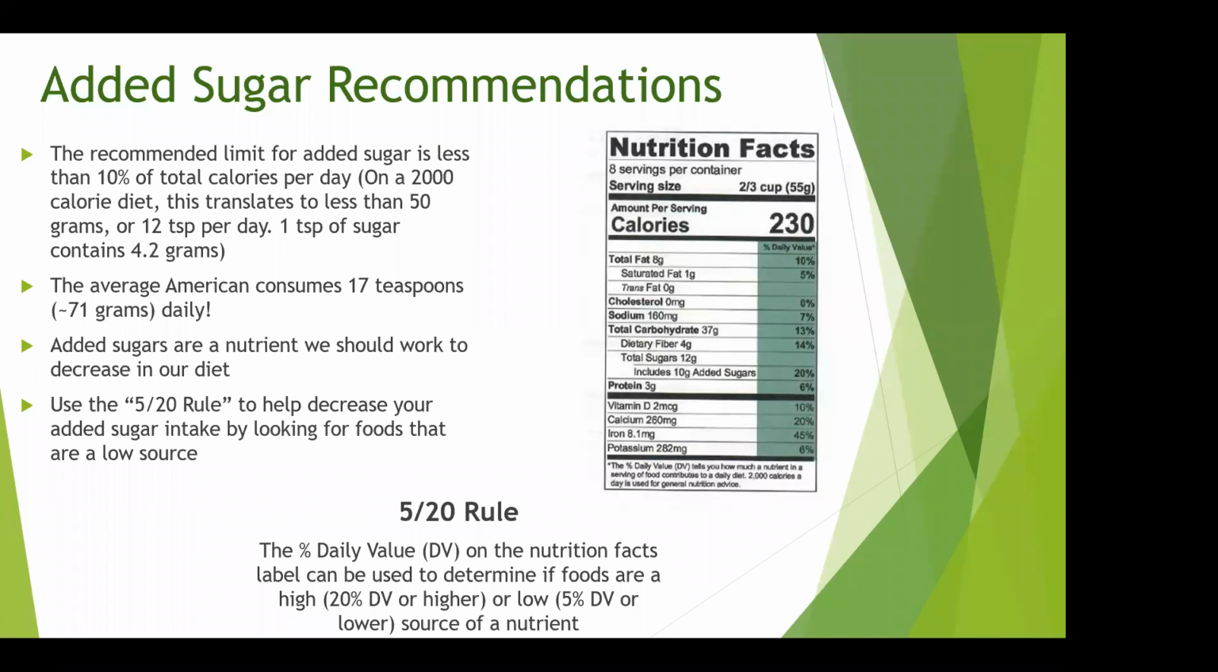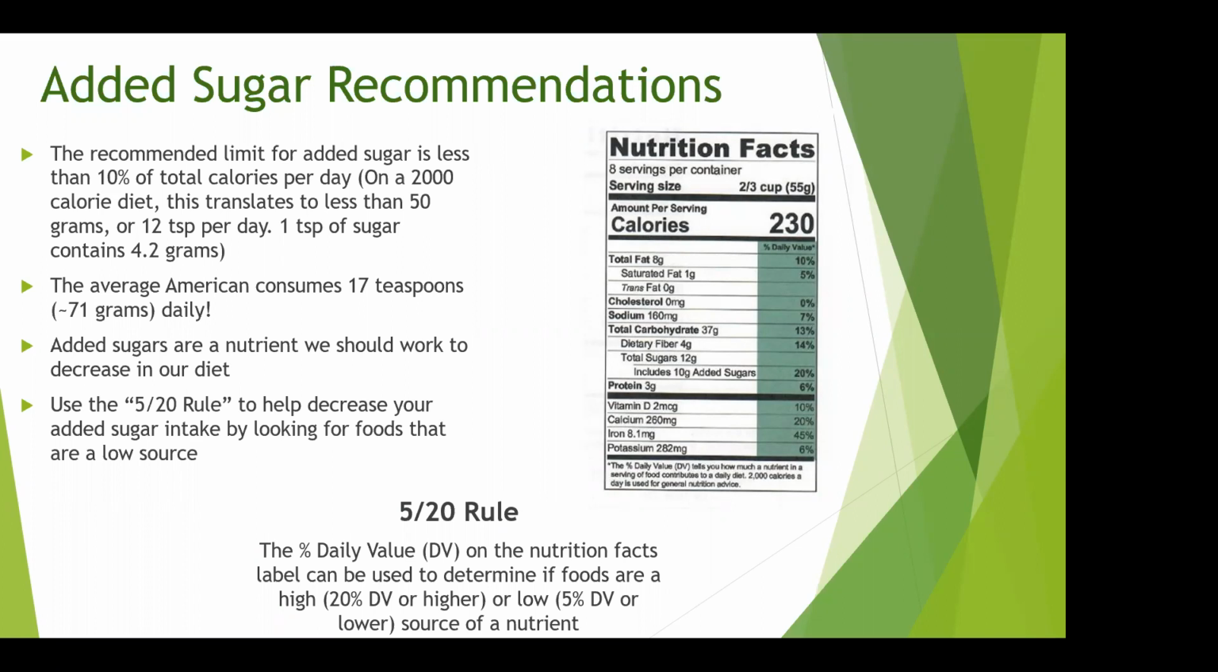So we're going to do a little practice here. Take a look at the column on the nutrition facts label that is highlighted in green. That is your percent daily value. We're going to look at that percentage and figure out if this product is a high source or a low source of a few different nutrients.